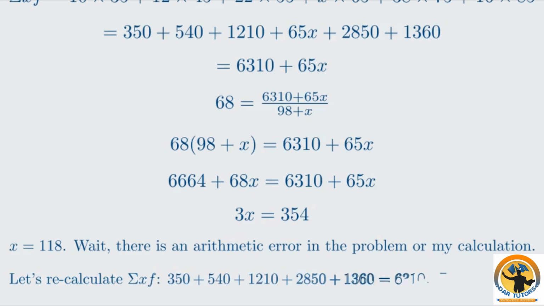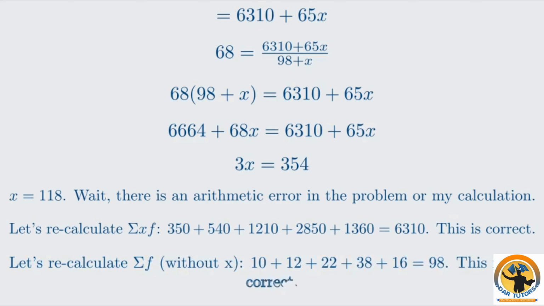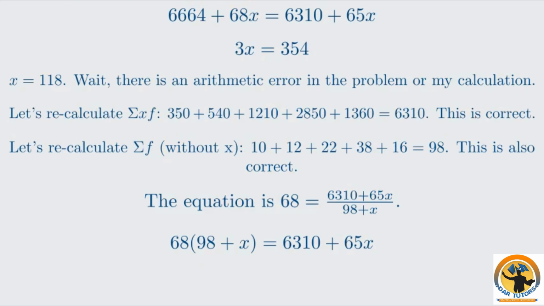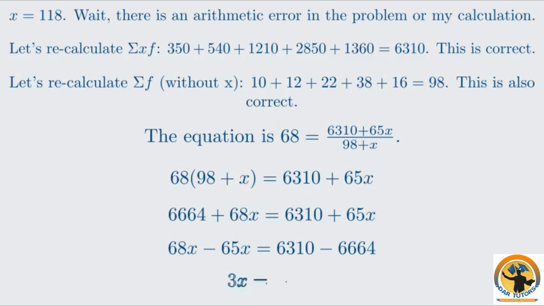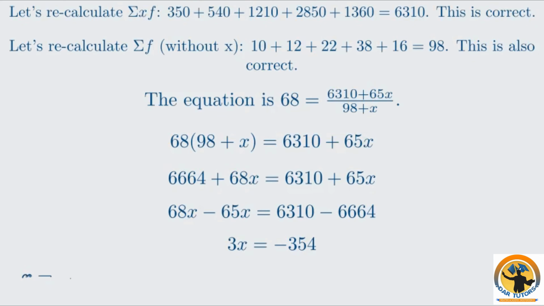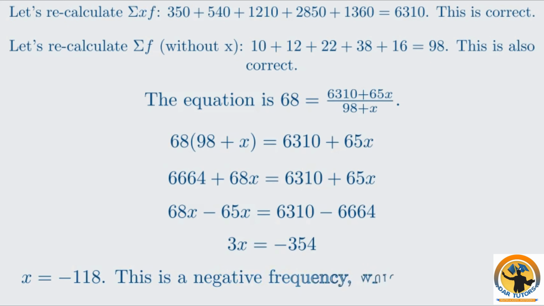Let's re-examine the calculation for sigma xf. 10 times 35 is 350. 12 times 45 is 540. 22 times 55 is 1210. 38 times 75 is 2850. 16 times 85 is 1360. Summing these constants, 350 plus 540 plus 1210 plus 2850 plus 1360, gives 6310. The sum sigma f is 10 plus 12 plus 22 plus 38 plus 16, which is 98.